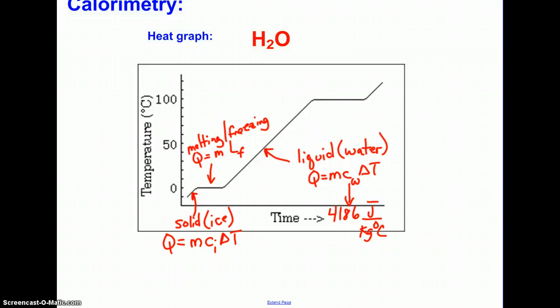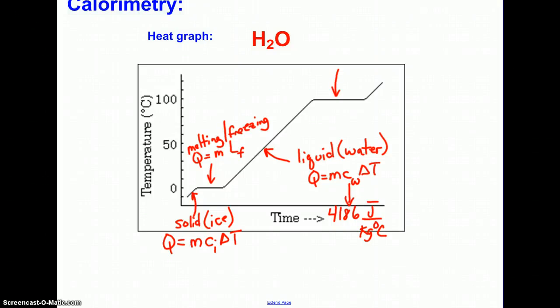Now you may remember from chemistry that your specific heat of water was 4.186, but what you were doing was joules per gram degrees Celsius, and because our standard unit is kilograms, that multiplies that value by a factor of 1,000. Okay, so this is how you calculate the heat added or lost by the H2O when it's in liquid form, depending on if you're rising or falling in the heat graph.